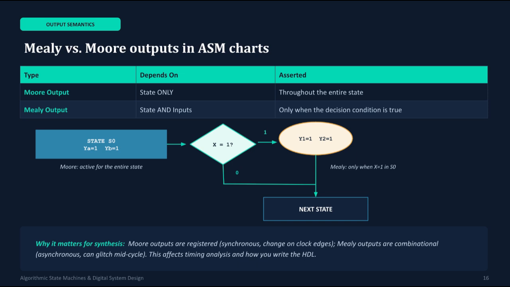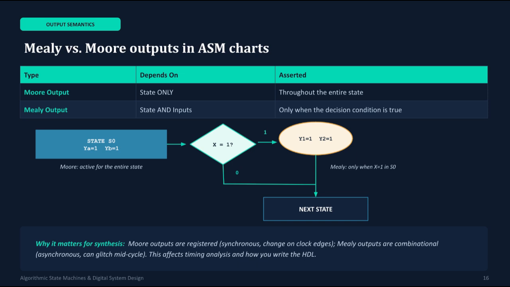Why does this matter so much? Moore outputs are registered. They're synchronous and change cleanly on clock edges. Mealy outputs are combinational. They're asynchronous and can glitch mid-cycle if the input changes at the wrong moment. This affects both your timing analysis and exactly how you write your HDL. Moore outputs typically live in a clocked always block, Mealy outputs in a combinational one.